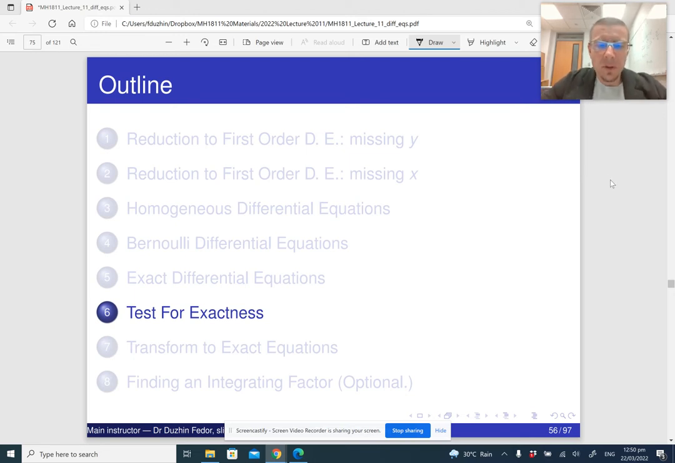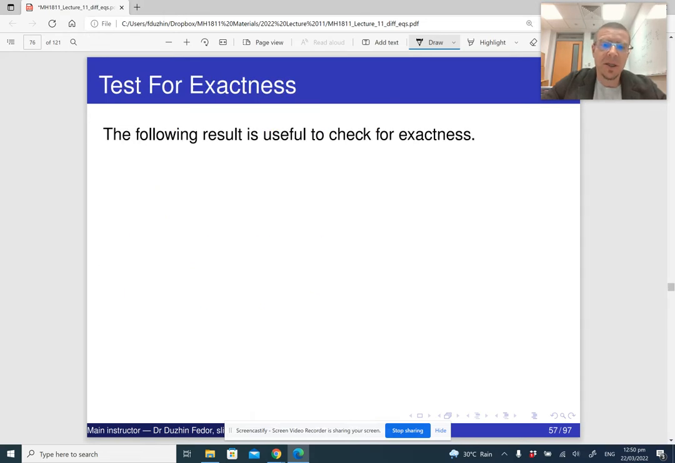All right. Now, how do we? Well, we have seen exact differential equations, and we know that some differential equations are exact and some are not. And it would be good to know how we can figure out whether a given differential equation is exact or not. And there is a very simple check for exactness, right? So, what is an exact differential equation? An exact differential equation looks like this.